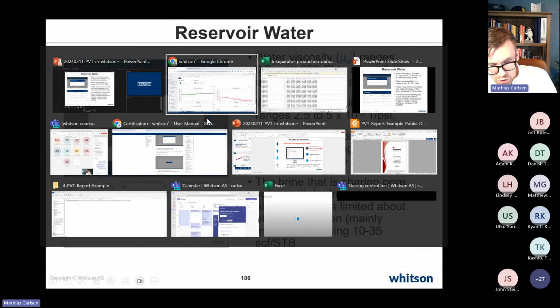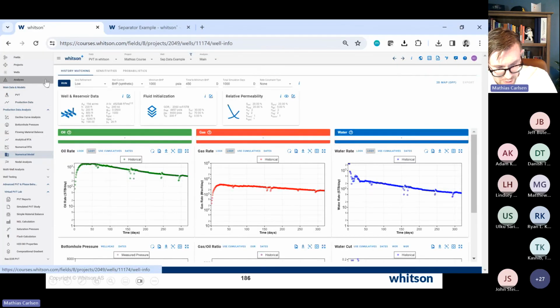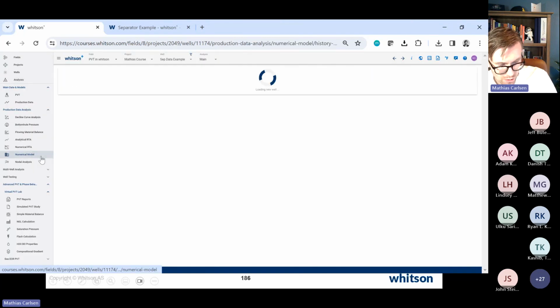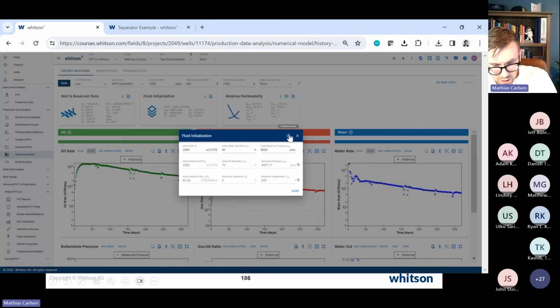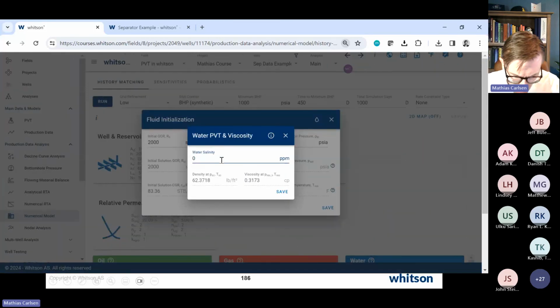But when it comes to the software, if you want to change any of the water properties, in the analysis tab you have salinity here, but also in numerical RTA, in the numerical model, and the fluid initialization, you can edit the water properties. If I do that, this is fresh water. But fresh water can go from 0 to maybe 300,000 parts per million. So you see that has a big impact. You need to have a relationship to what your salinity is in general.